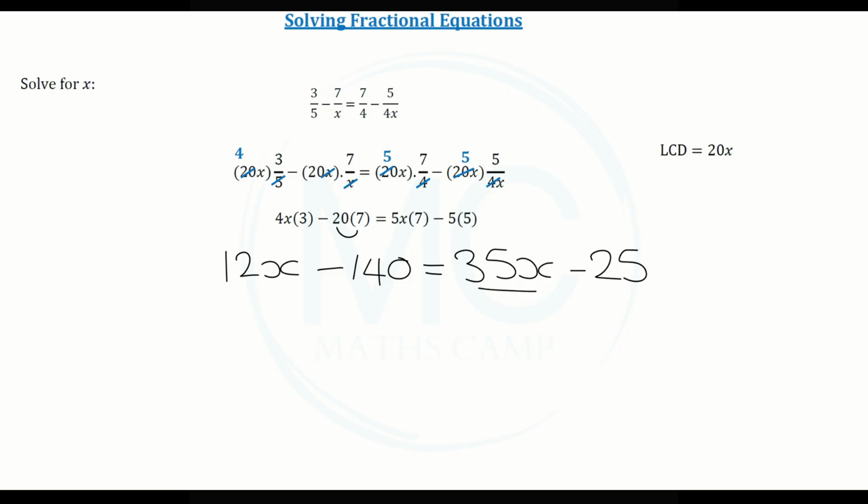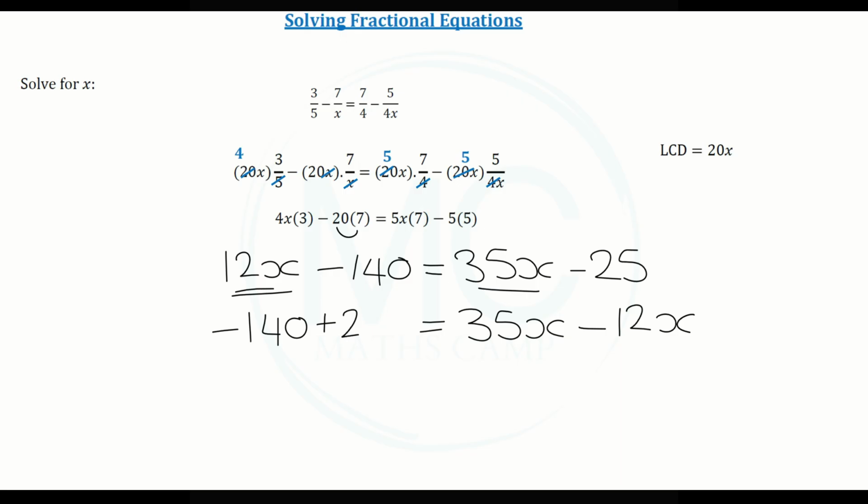We have an x term here and an x term here. 35 is the higher coefficient, so let's leave it where it is, 35x. We're going to move 12 to this side, and we say minus 12x. On the left-hand side, we've got negative 140, and we're going to move the negative 25 by saying plus 25. Negative 140 plus 25 gives us negative 115. 35 minus 12 is 23, so we get 23x.